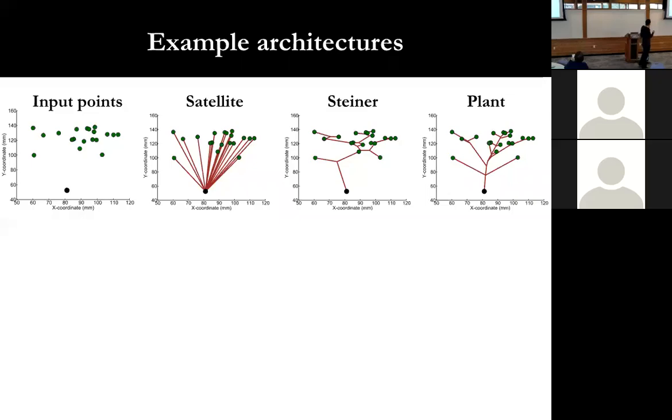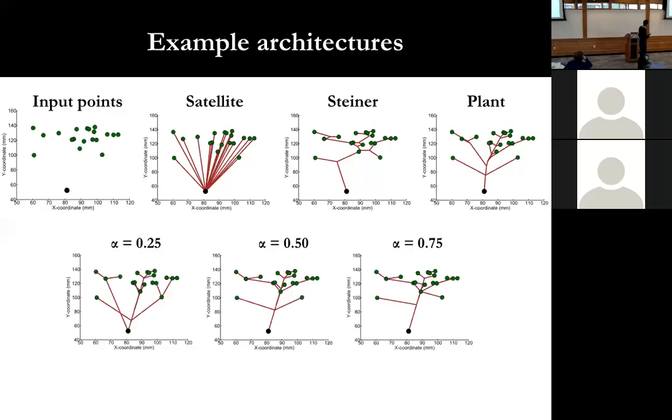So here's what you build using this. I'll tell you about this data in a second, but each one of these plots is just a 2D projection of where the leaves are in this space. All the green points are the locations where the plant put the leaves, and this black dot is where the base of the plant is. Using this, we can compute the satellite very easily, where everybody connects straight in. We can compute this Steiner tree very easily. Here's what the actual plant did, and again, I'll tell you how we figured this out in a second. And then here are the results of the algorithm for different values of alpha.